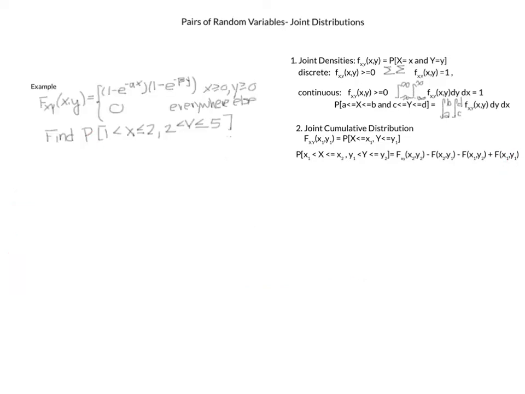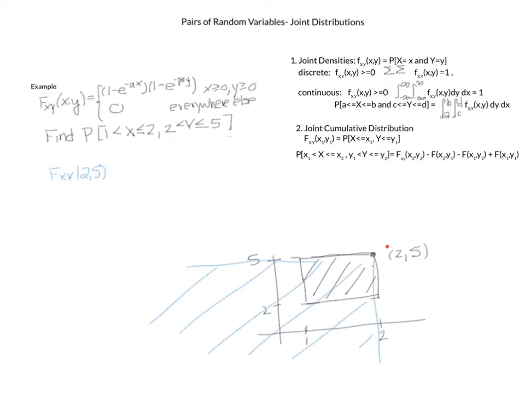So for our example problem, we're going to look at this joint CDF here. It's equal to 1 minus e to the minus alpha x times 1 minus e to the minus beta y for x and y greater than or equal to 0. And the CDF is equal to 0 everywhere else. So we want to find the probability that random variable x is between 1 and 2 and y is between 2 and 5. So the region we are after is in this black box here. We're going to start by considering the point 2, 5, and we're going to look at the joint CDF at 2, 5 using the formula here.